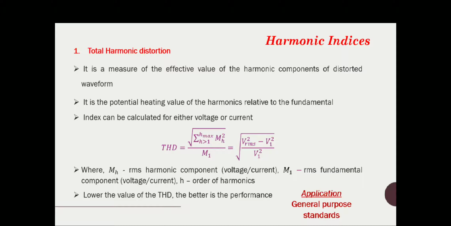Mh is the RMS harmonic component, either voltage or current. M1 is the RMS fundamental component, either voltage or current. h is the order of harmonics. And the lower the value of the THD or total harmonic distortion, the better the quality of power.